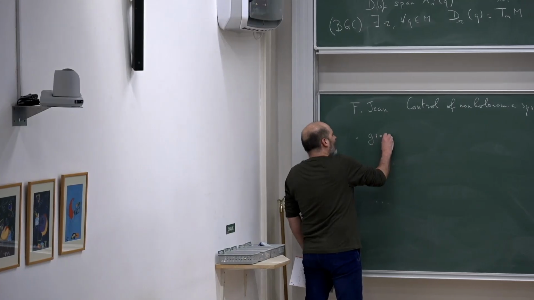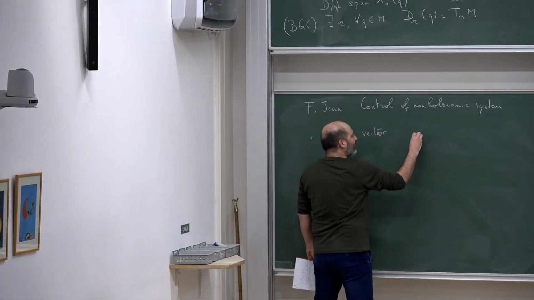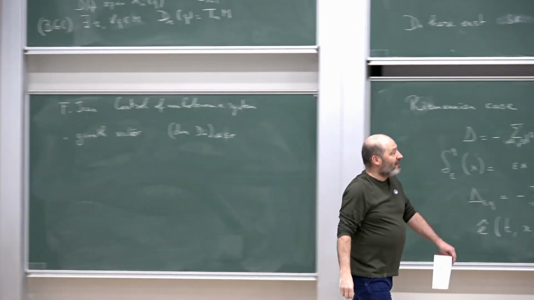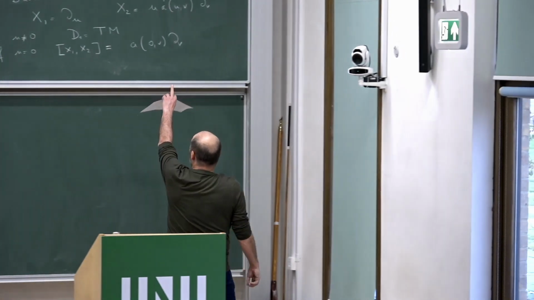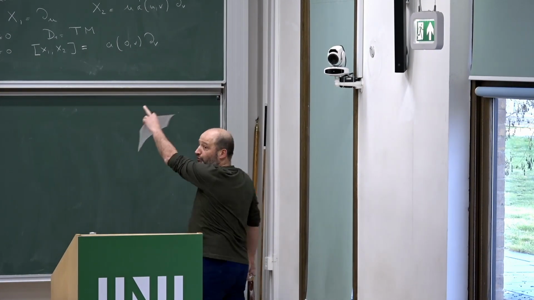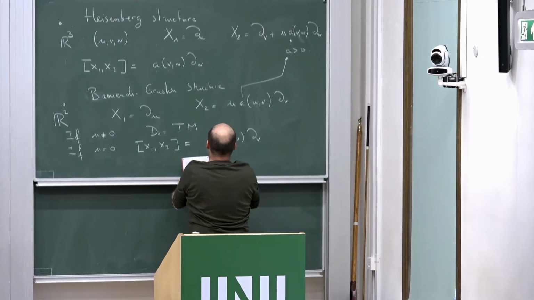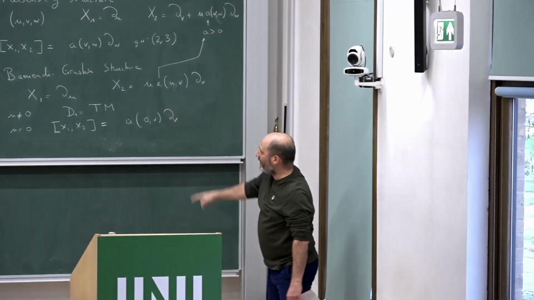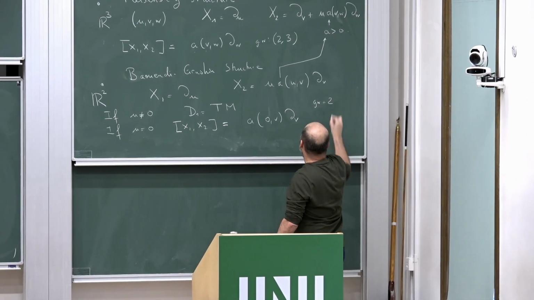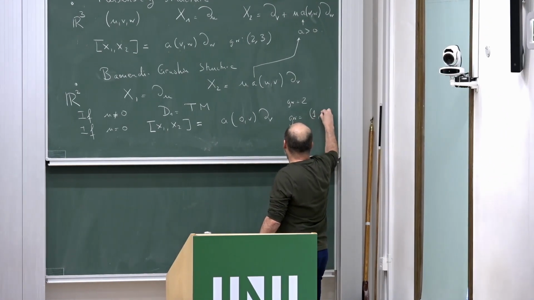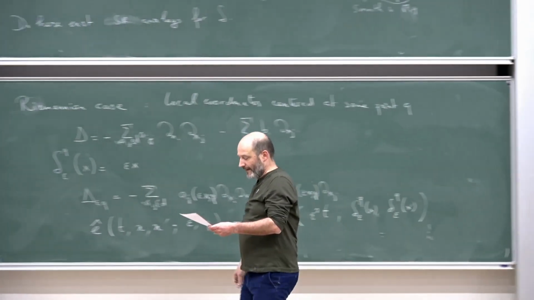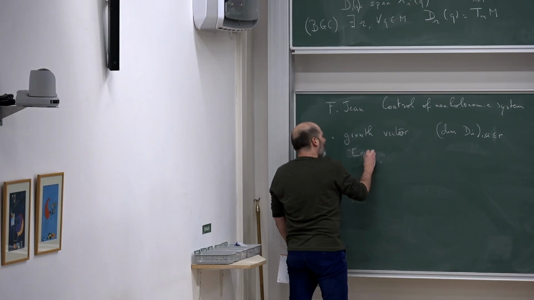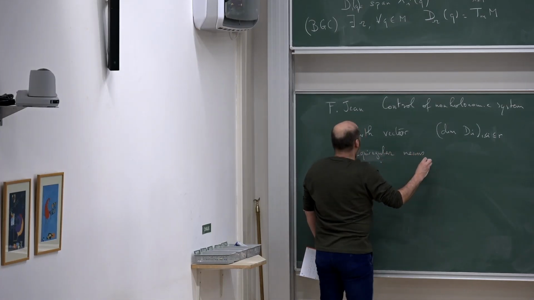So first, I want to compute the growth vector. So the growth vector is just the dimension of the D_i, for i between 1 and r. So for instance, in the Heisenberg structure, D1 is of dimension 2, and D2 is of dimension 3. So the growth vector is 2, 3. Here, it depends. If u is not 0, then the growth vector is just 2. And if u is 0, the growth vector is 1 at the first stage and 2 at the second one. And so the structure is called equiregular. So that was the condition used by Métivier. Equiregular means that the growth vector is constant.